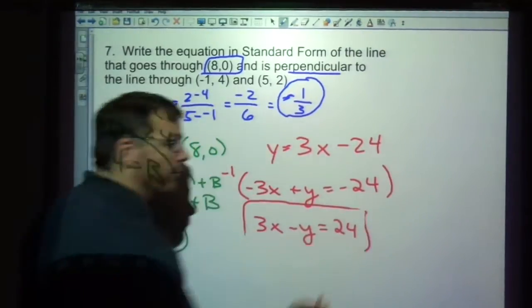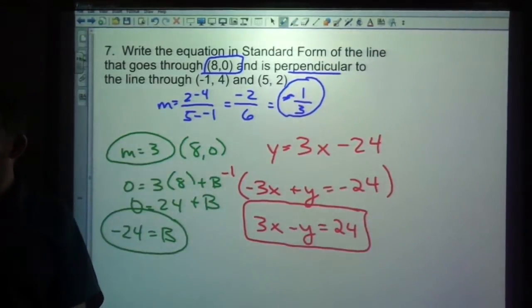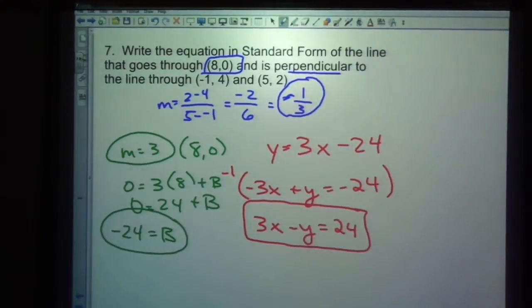Now it's in standard form. Any questions? Good, I didn't think so. Jot it down fast if you need. I can come back to these two later.